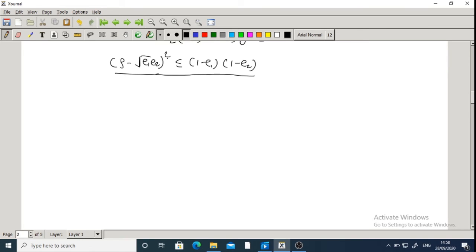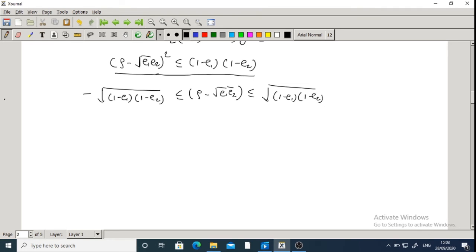To remove this square term, we write this term as minus square root of (1 minus E1) into (1 minus E2), which is less than or equal to rho minus square root of E1 E2, which is less than or equal to square root of, in bracket, (1 minus E1) into (1 minus E2).